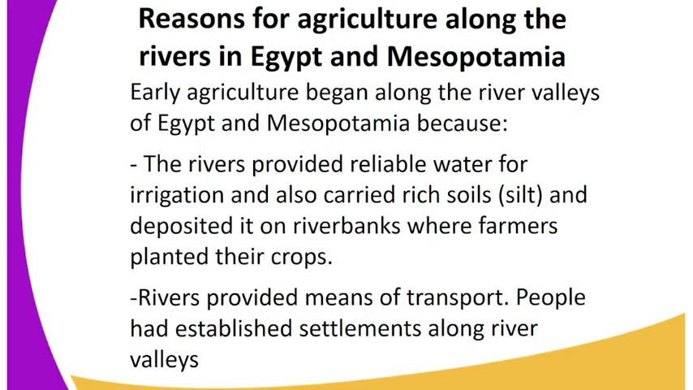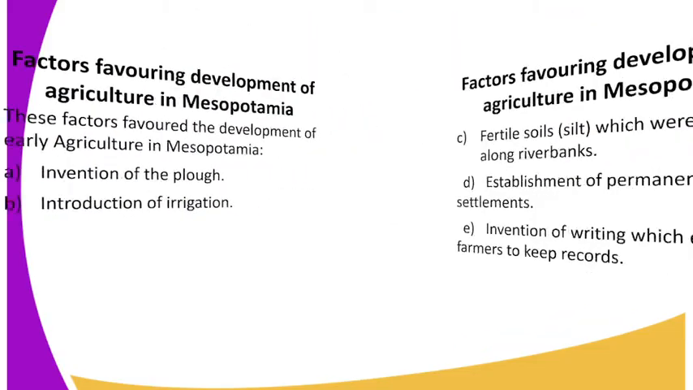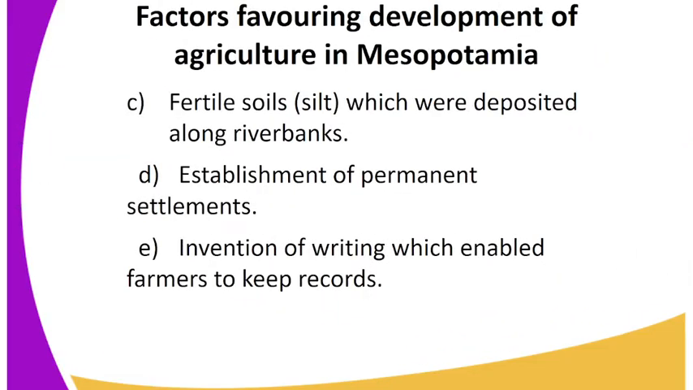Then we have a number of things that favored agriculture in Mesopotamia. That's the invention of the plough and also the introduction of irrigation, just the way we have seen it in Egypt. Also, there was presence of fertile soil and also the invention of writing, which enabled farmers to keep records of their farm produce, and also to know the right time to apply manure and when their produce was ready for harvest.